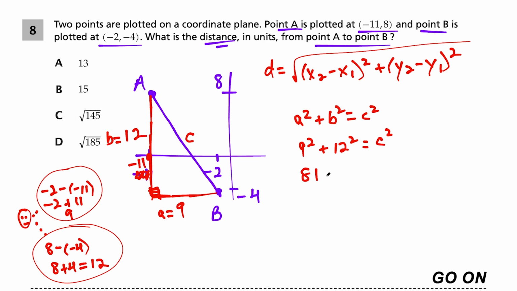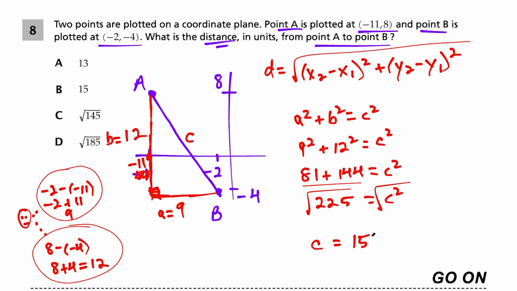So now we would have 81 plus 144 is equal to c squared. And when you add these two numbers, you're going to get 225 is equal to c squared. And now for this, you just do the square root of 225. Okay, so we're taking the square root of both sides, and c is going to be equal to 15, because 15 times 15 is 225. So choice B would be our solution.